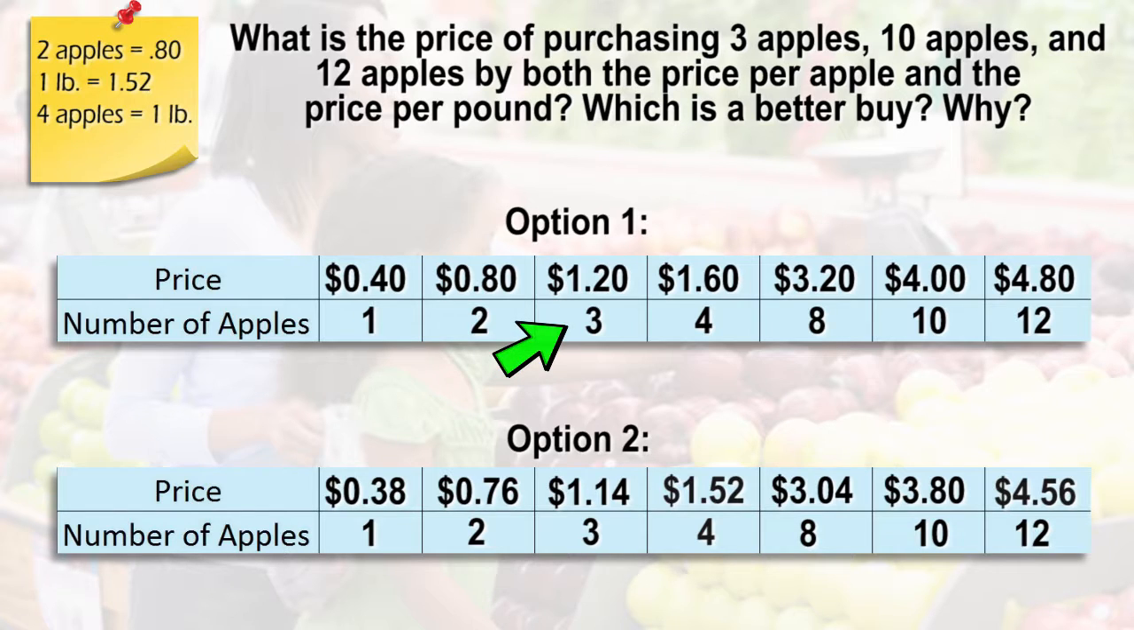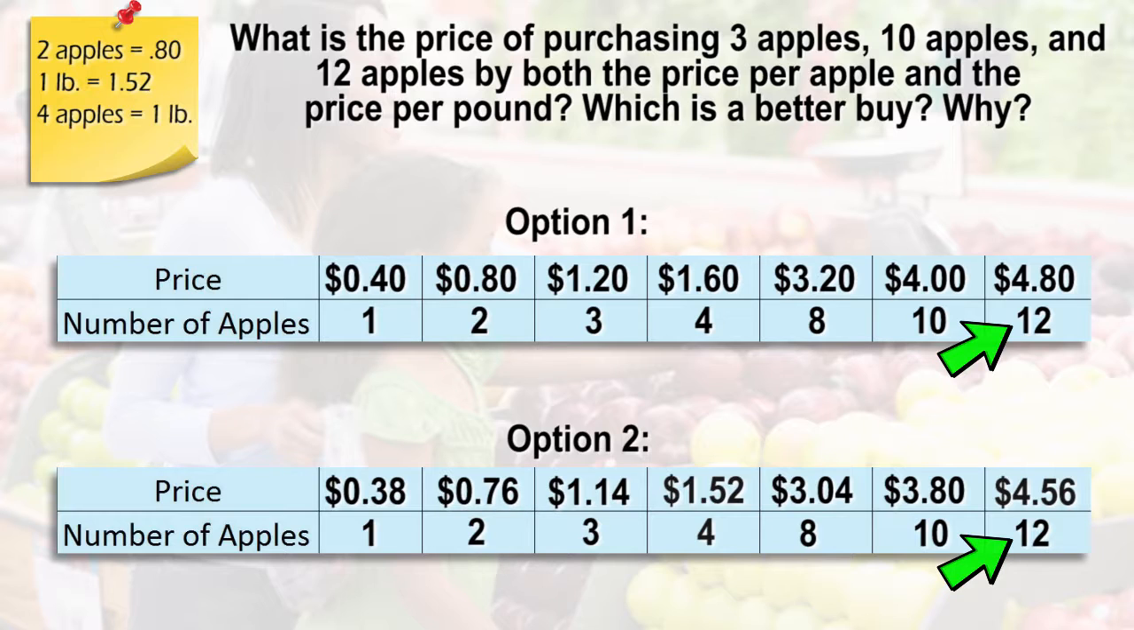The price for purchasing 3 apples is 120 cents, or $1.20 for option 1, and 114 cents, or $1.14 for option 2. The price for 10 apples is 400 cents, or $4 for option 1, and 380 cents, or $3.80 for option 2. The price for 12 apples is 480 cents, or $4.80 for option 1, and 456 cents, or $4.56 for option 2.